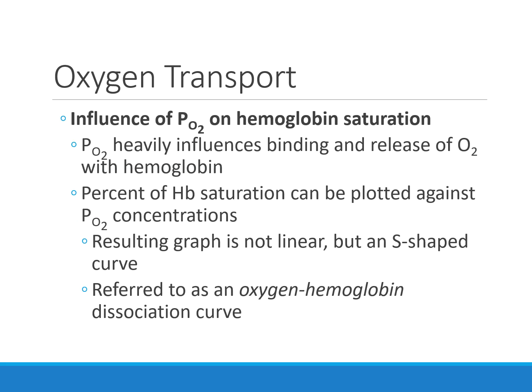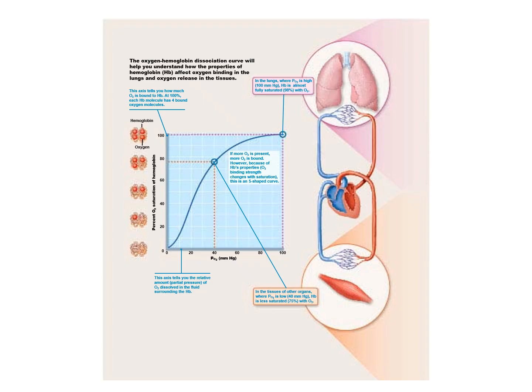So what is the influence of the pressure of oxygen on hemoglobin saturation? This heavily influences the binding and release of oxygen with the hemoglobin. The percent of hemoglobin saturated can be plotted against the partial pressure of oxygen, and you end up with a non-linear graph. You end up with an S-shaped or sigmoid-shaped graph, and that's referred to as the oxygen-hemoglobin dissociation curve, and that's what it looks like in the very middle there.